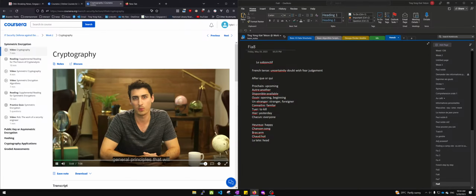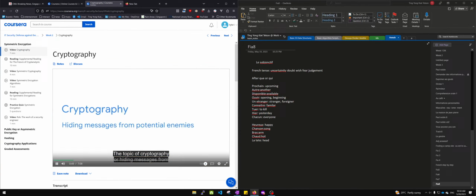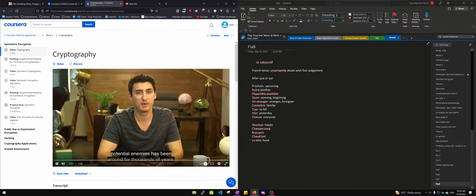General principles that will help you understand the details later. The topic of cryptography, or hiding messages from potential enemies, has been around for thousands of years. It's evolved tremendously with the advent of modern technology, computers, and telecommunications.